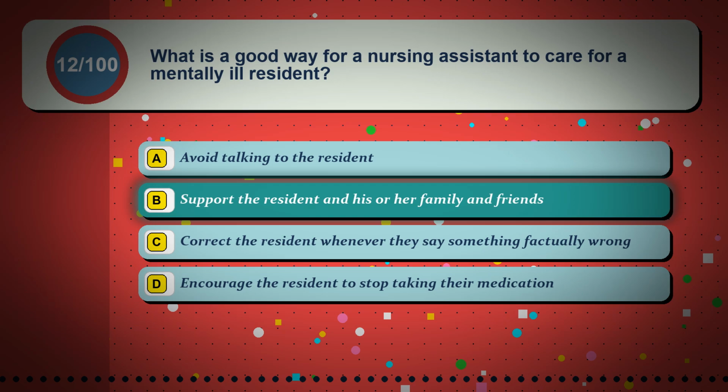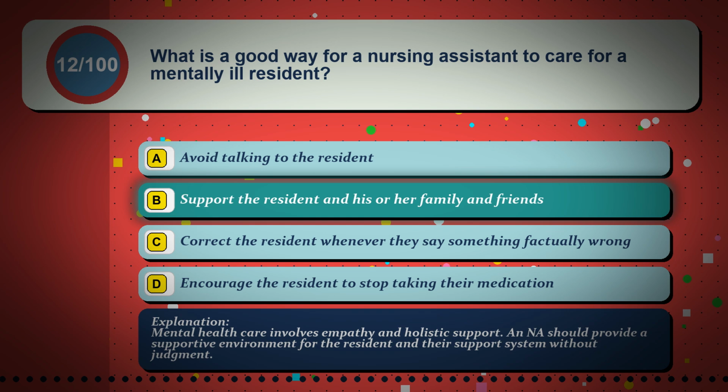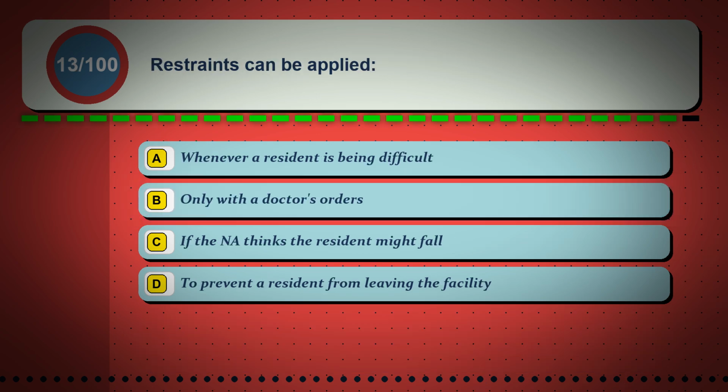The correct answer is option B. Support the resident and his or her family and friends. Mental health care involves empathy and holistic support, and NA should provide a supportive environment for the resident and their support system without judgment. Question 13.